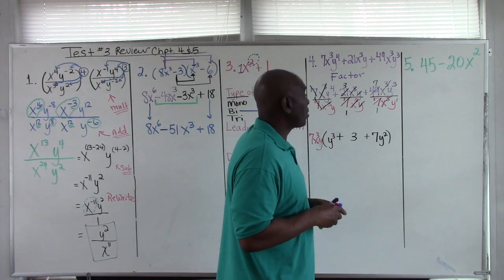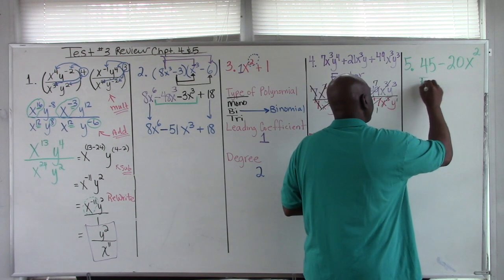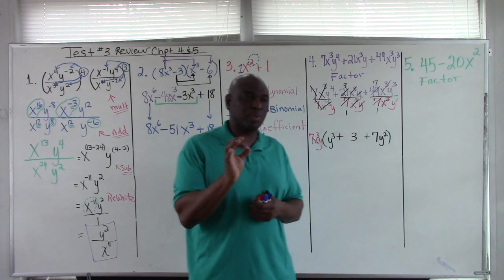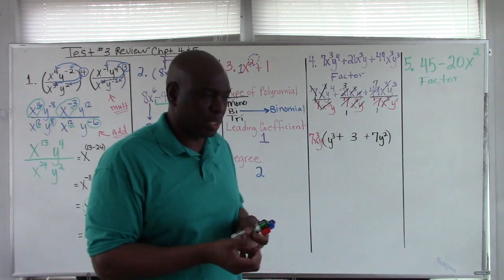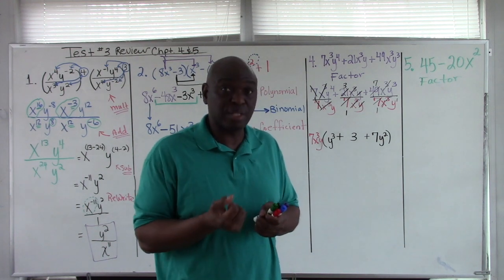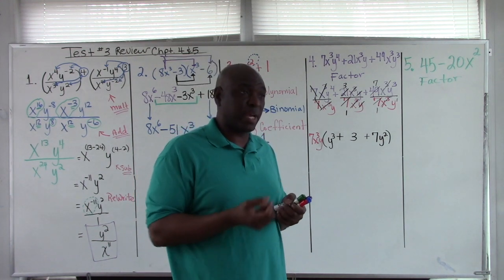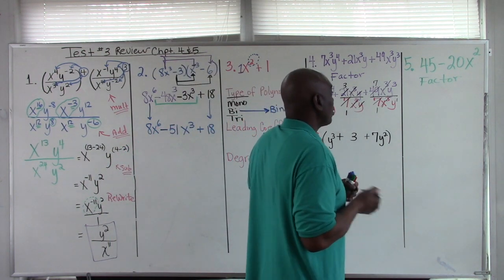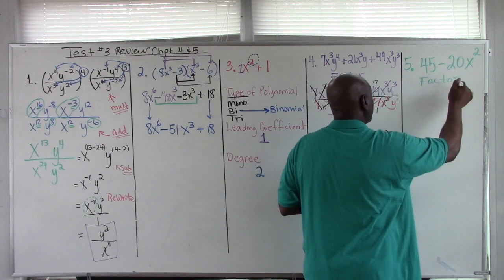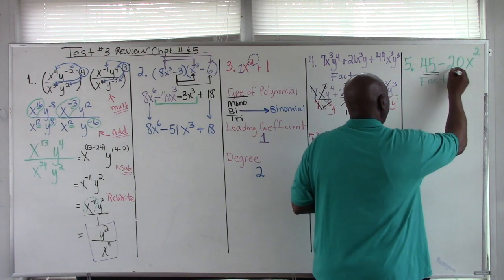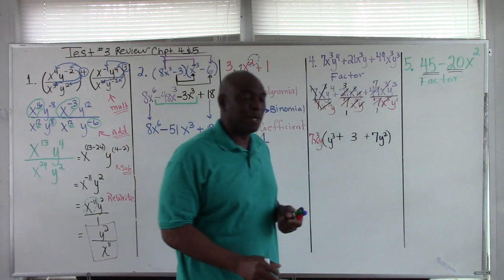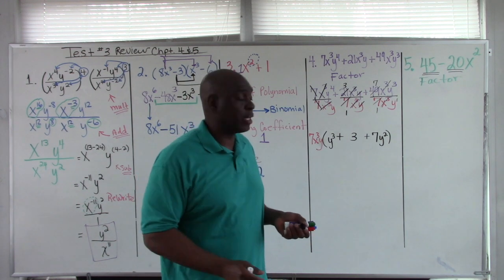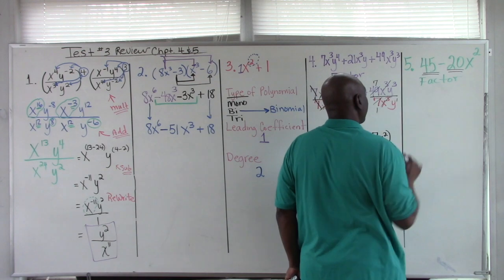Over here, once again, we have to factor. Whenever you're factoring, always look to see if you can extract the greatest common factor. That's first. What's the greatest common factor between 45 and 20? Each number ends in a 0 or a 5, which lets us know it's automatically divisible by at least 5. So divide each term by 5.